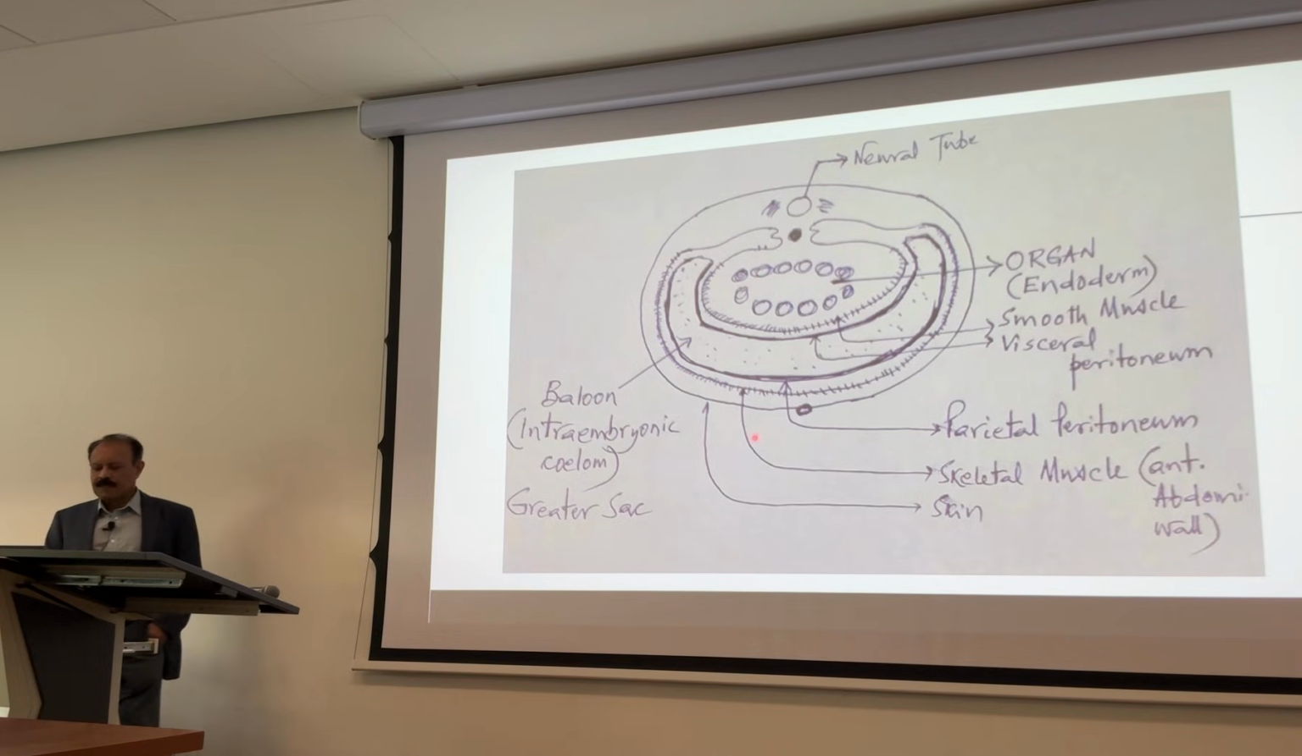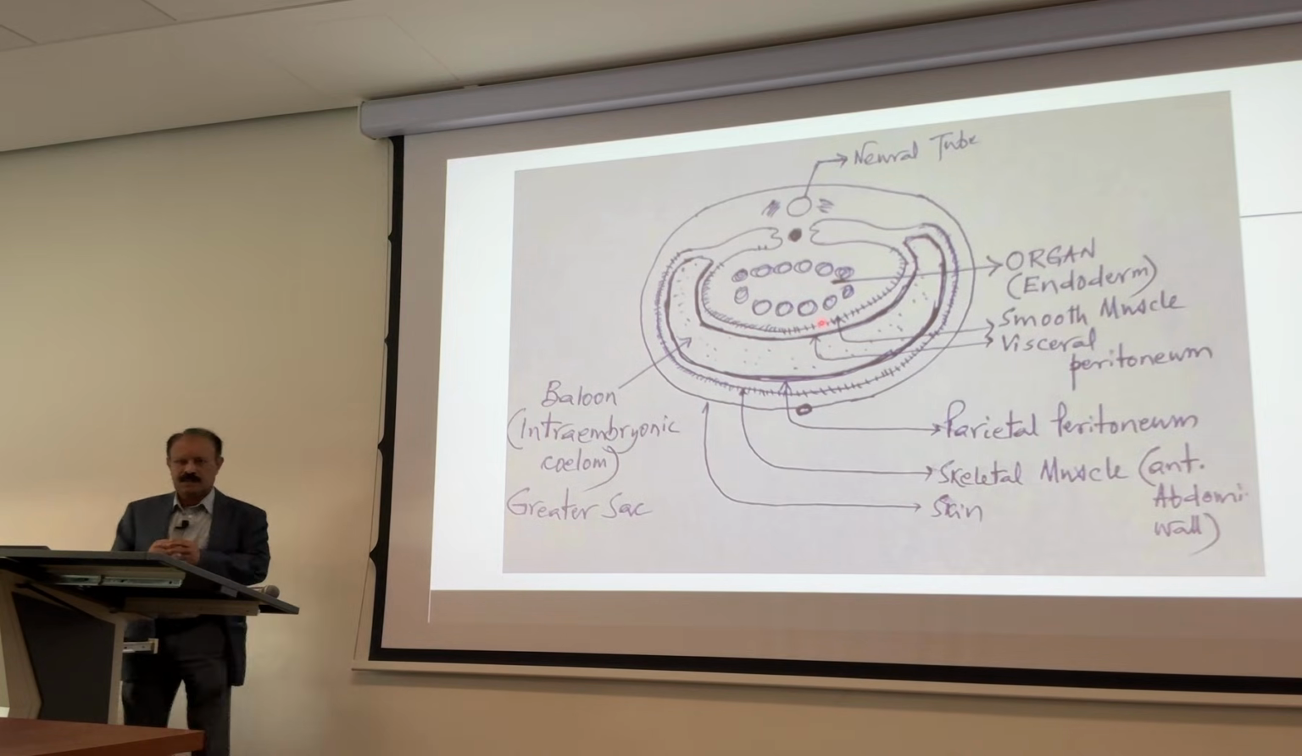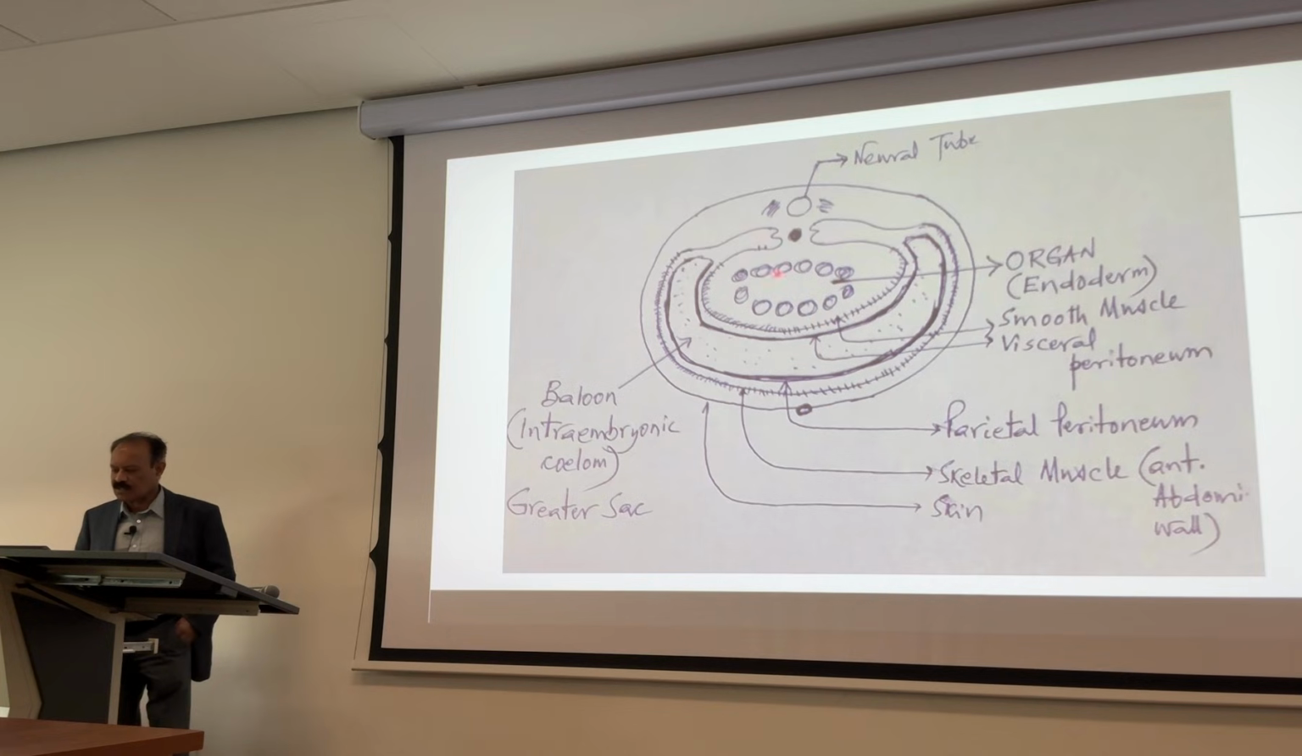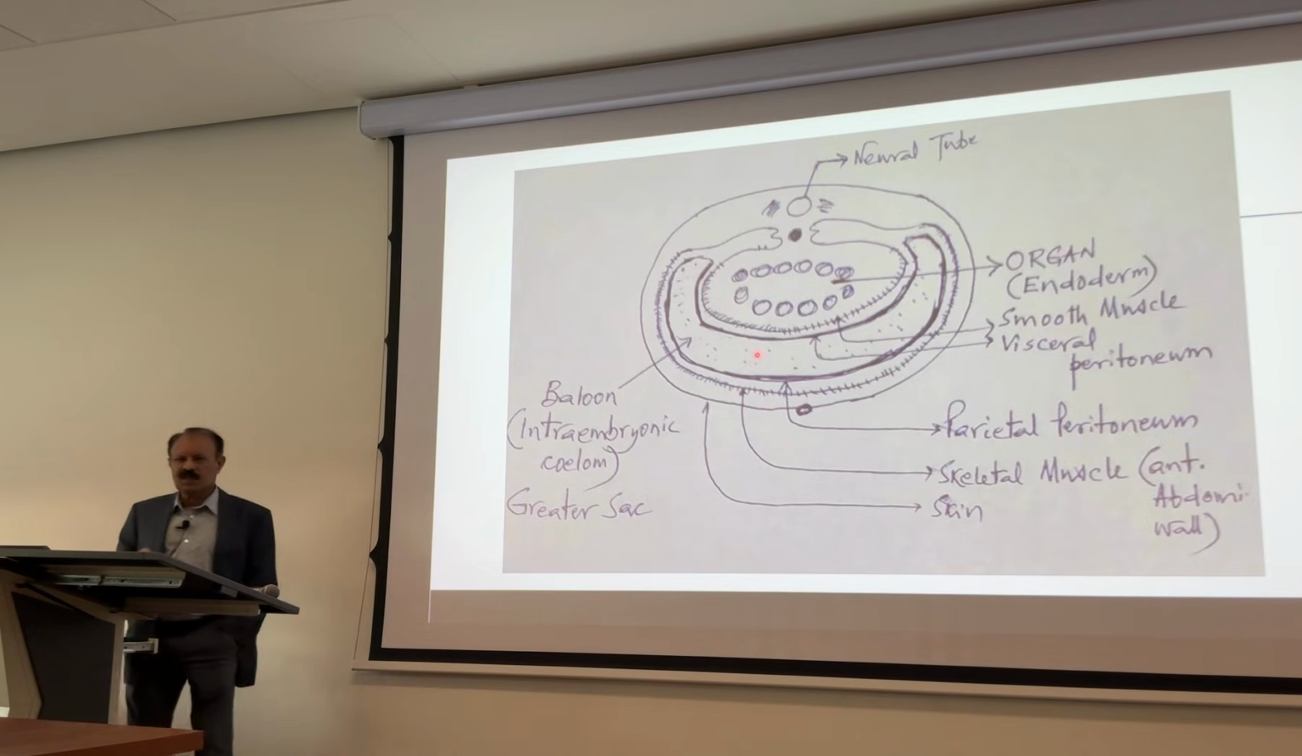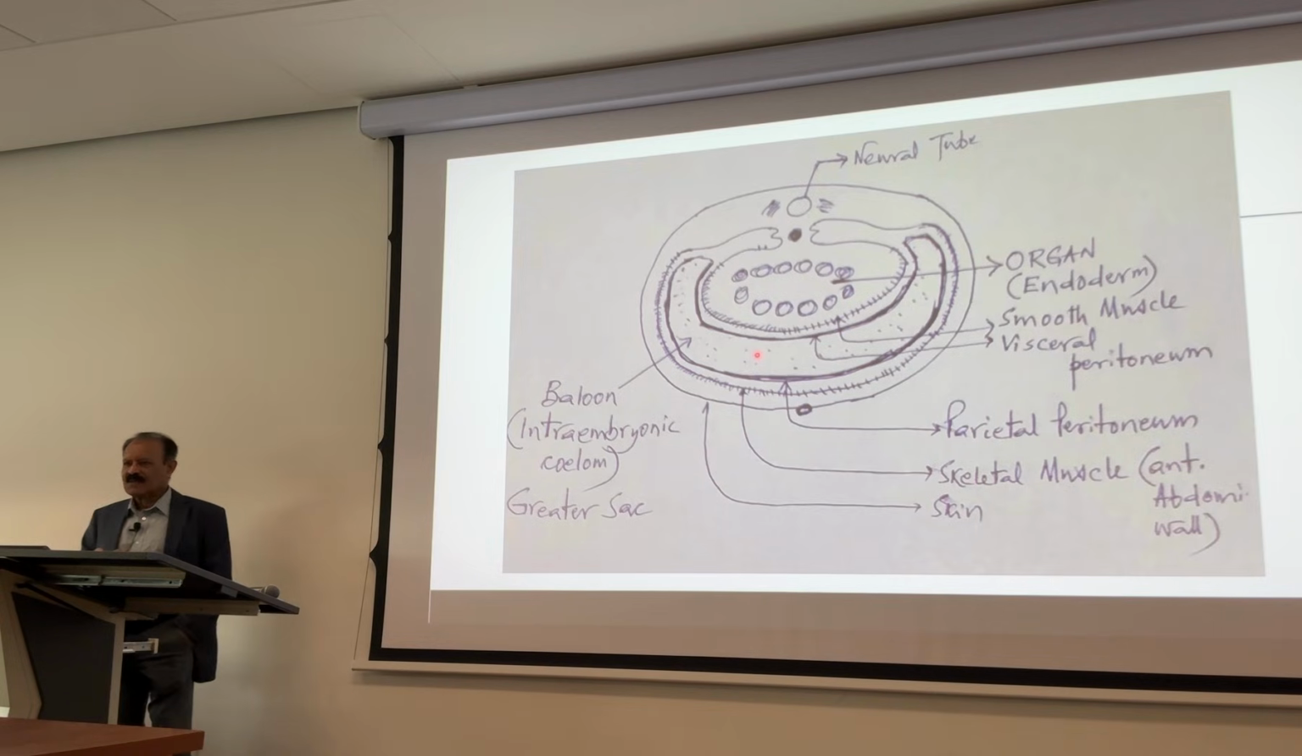Now, if there is a tumor in the stomach and you want to go to the stomach, this is the structure. Stomach is over here, so you have to go through all the layers. Skin, muscle, parietal peritoneum. These are somatic nerve. Then there is a space. Can anybody tell me what this space is called? Intraembryonic coelom, initially they call it, but it is the greater sac actually, or abdominal cavity.